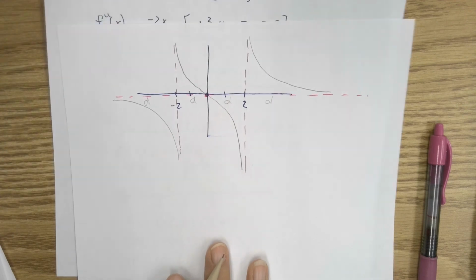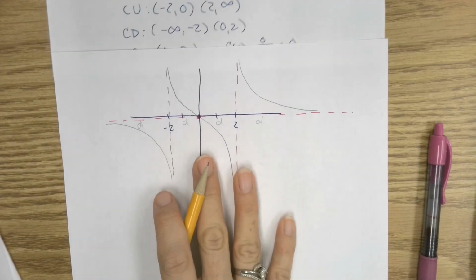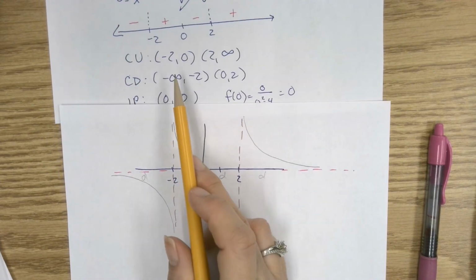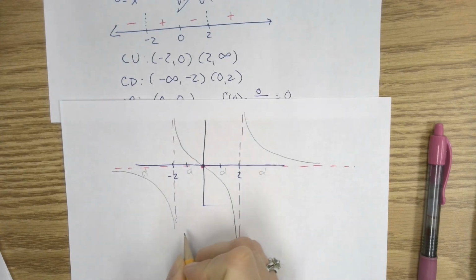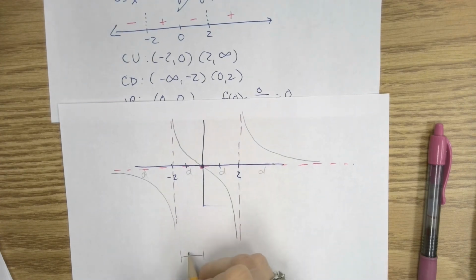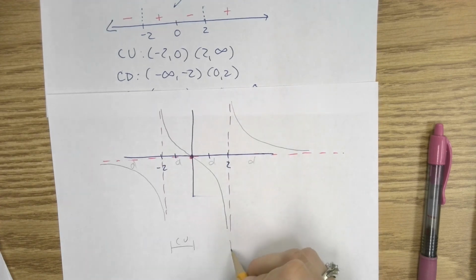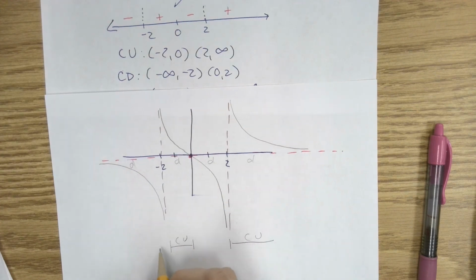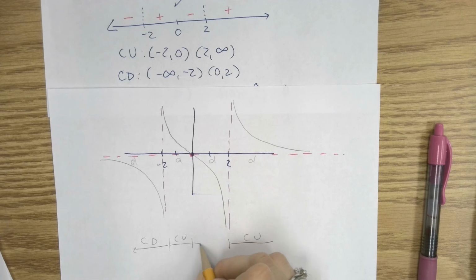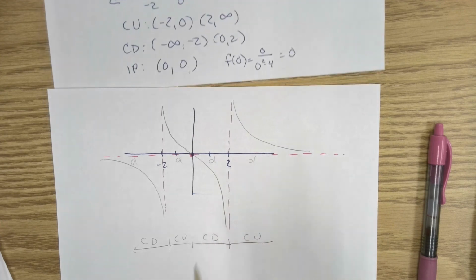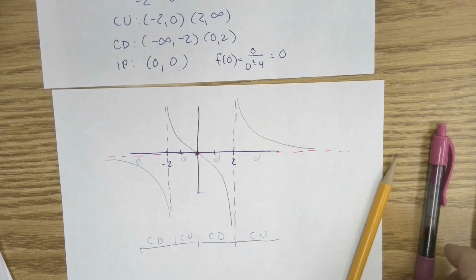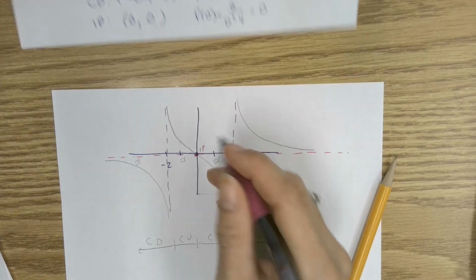So our last thing is our concavity. So remember, this thing was concave up from -2 to 0. I'm going to make my little concavity continuum down here. And then also from 2 out to infinity. It is concave down from negative infinity to -2, and then from 0 to 2. And then we had an inflection point at 0, 0 right here.